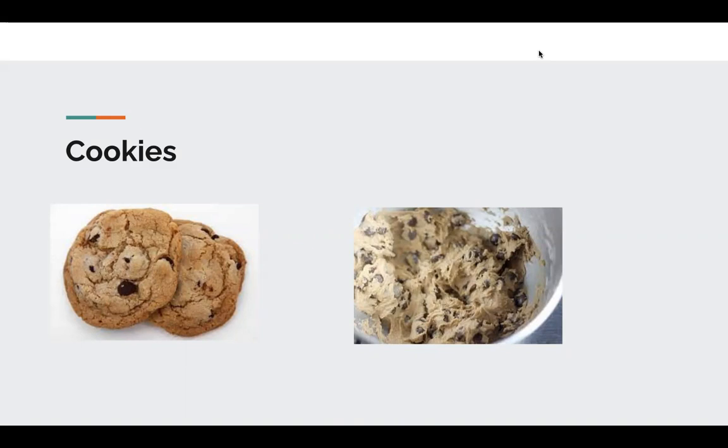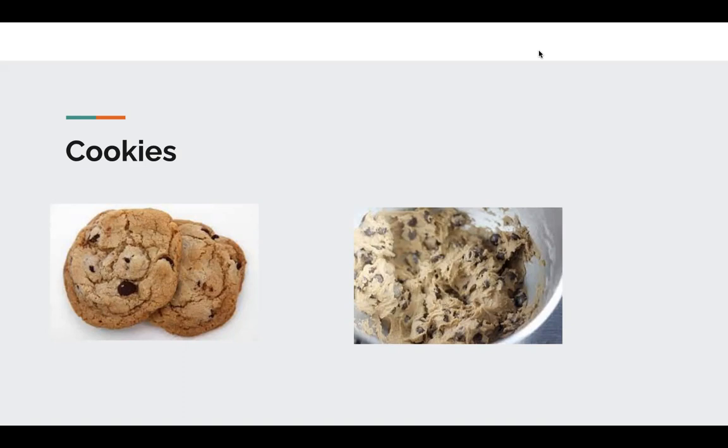This spreading is also caused by the combination of heat and moisture, which causes the dough to release gases and expand. The Maillard reaction occurs between the amino acids and the reducing sugars in the dough. This leads to the golden brown color and the flavor of the cookie.